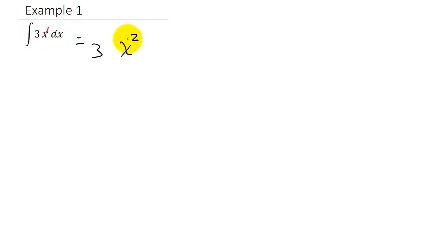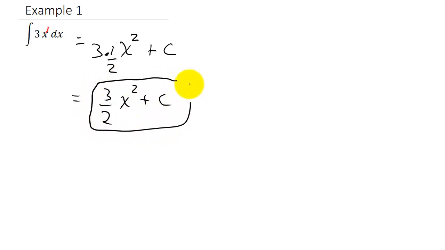Okay, so the 1 plus 1 is 2, and then I multiply by the reciprocal of this exponent. So the reciprocal of 2 is 1/2. So that's times 1/2, and then plus our constant term c. So this is going to give us 3 over 2 x squared plus c. And this would be our solution.